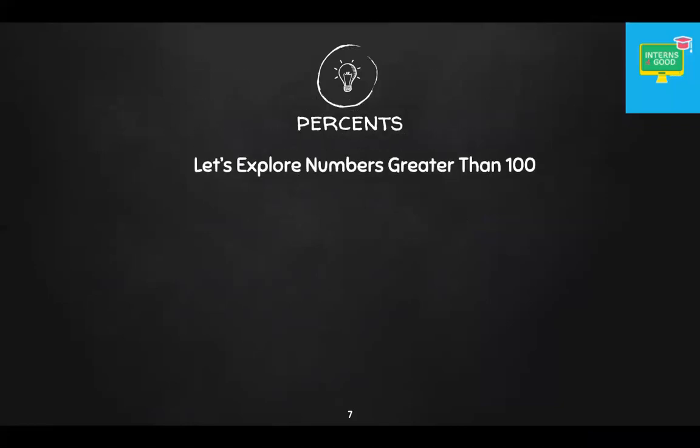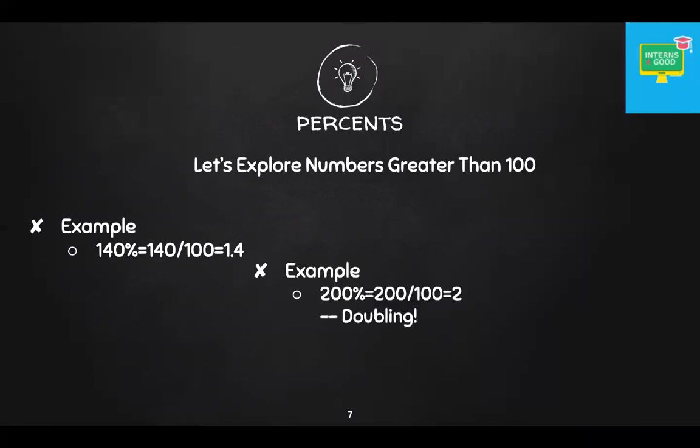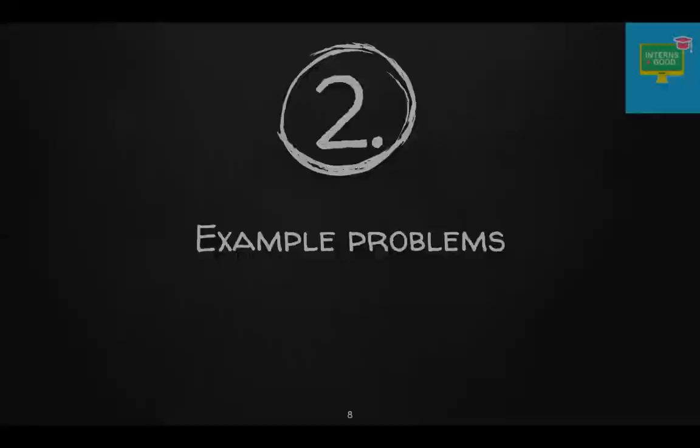Let's explore numbers that are greater than 100. For instance, 140% is 140 divided by 100, and if you divide that, you will get 1.4. Or 200% is 200 divided by 100, which is 2. That is like doubling something. Here's another example. 300% is 300 divided by 100, which is 3, and that is like when you triple something.